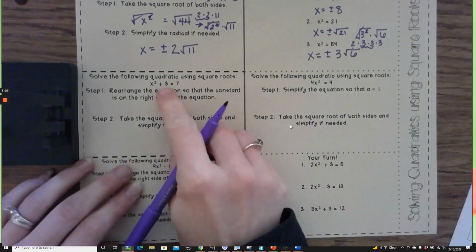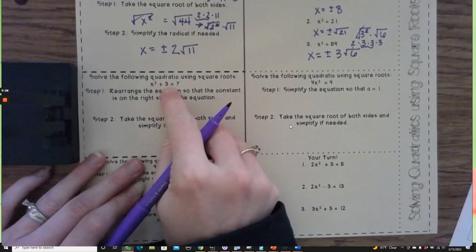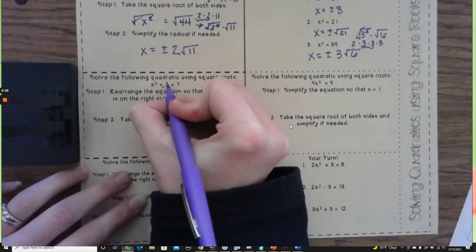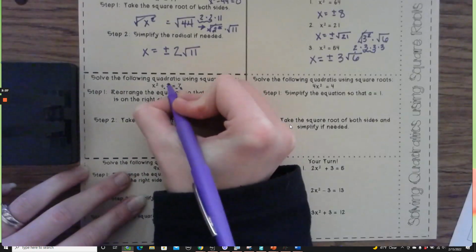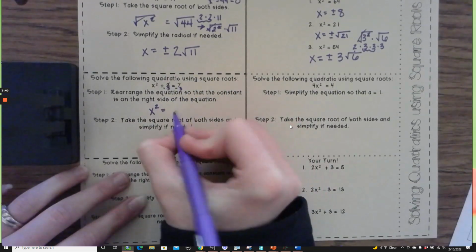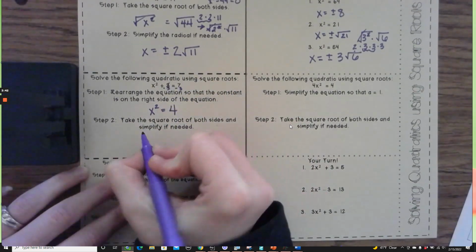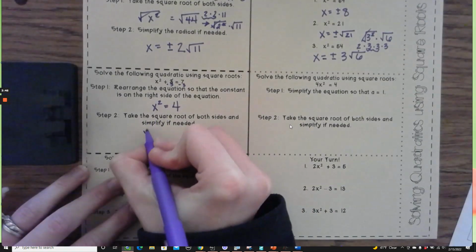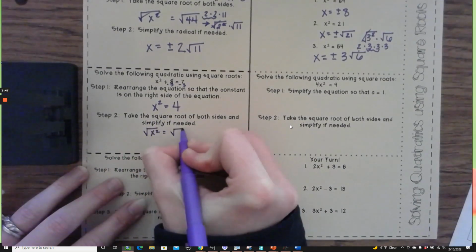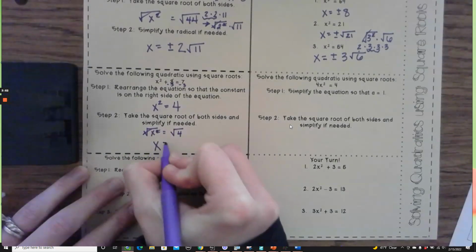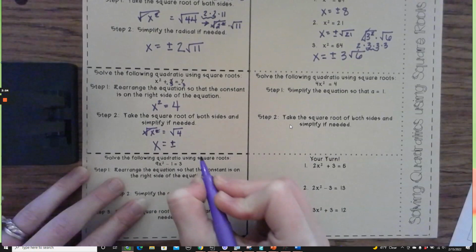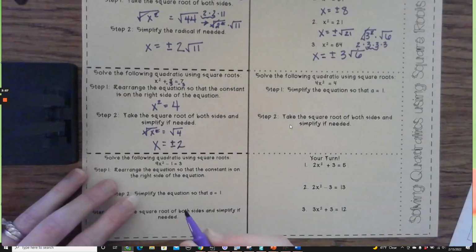All right, so now we have a 2-step. We can see here that we've got an x squared and then we've got 2 constants. So what we want to do is rearrange the equation so that the constant is on the right side of the equation. So I'm going to subtract 3 from both sides. x squared equals, so these will cancel, 7 minus 3 gives me a 4, and then we square root both sides. Square root of x squared, square root of 4, the square root cancels, so x equals positive negative, the square root of 4 is 2.